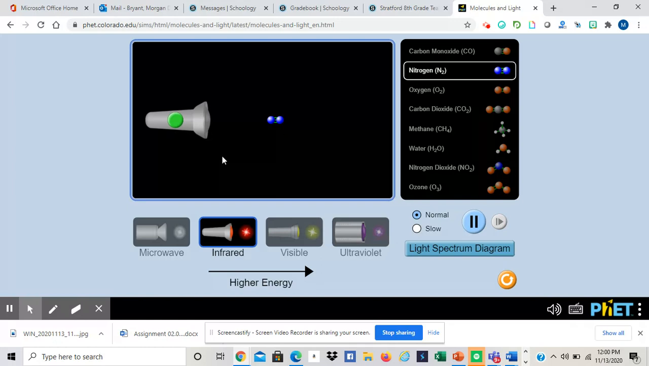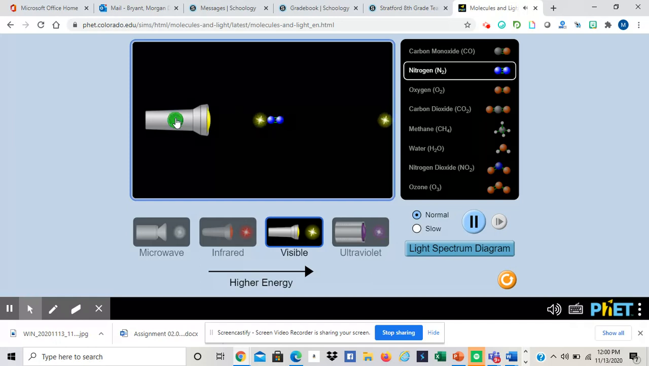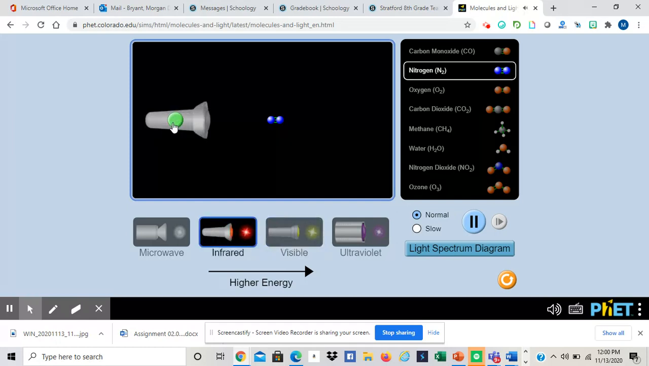So now we're going to look and see, for the quiz questions for today, how it is affected by the light. So first I've chosen, we're on nitrogen still, and its reaction to visible light. It has no reaction to visible light, so we're switching to infrared. And it has no reaction to infrared.